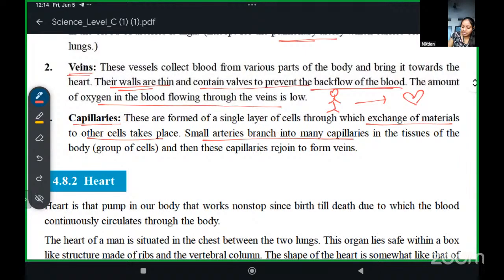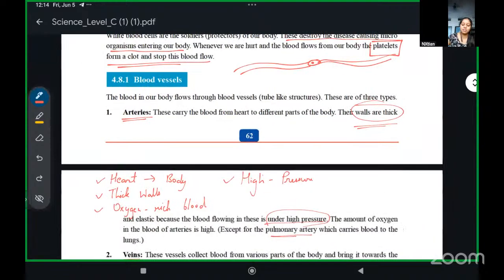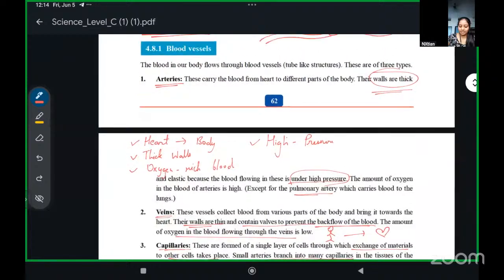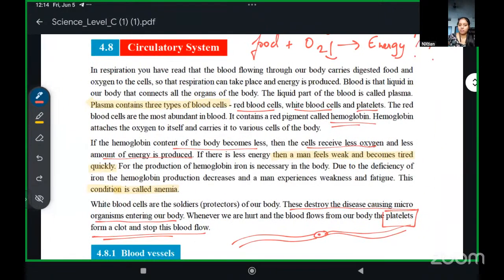Small arteries branch into many capillaries in the tissues of the body, and then capillaries join to form veins. Small arteries become capillaries, and capillaries join and become a vein. So these are your three major blood vessels: the arteries, veins, and capillaries. We will stop here for today. So today we talked about the circulatory system.